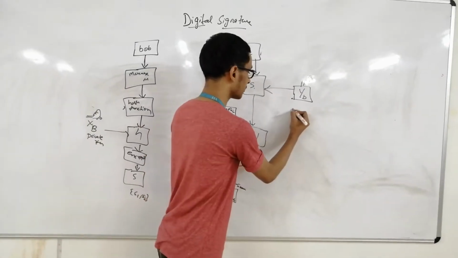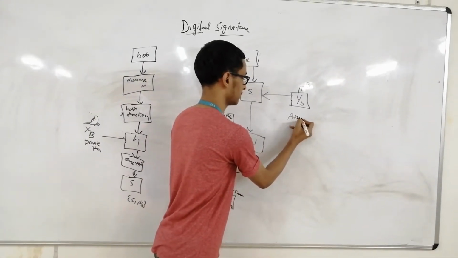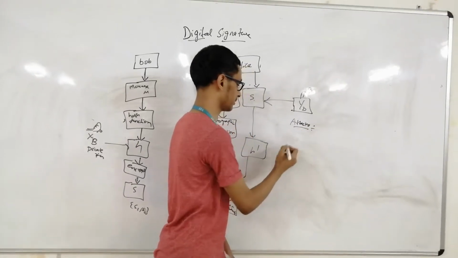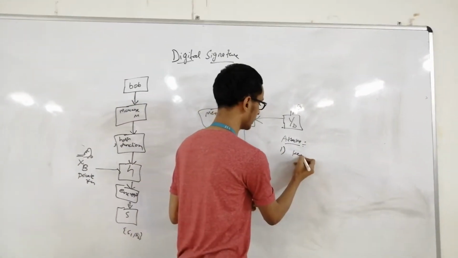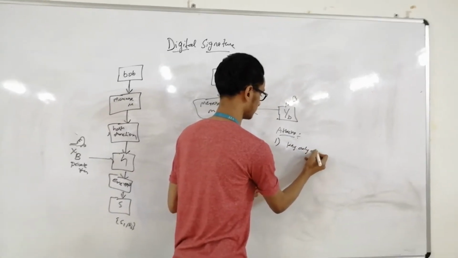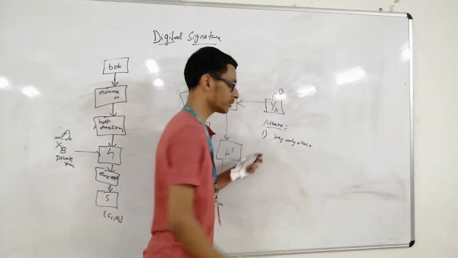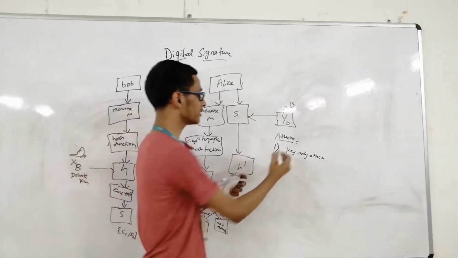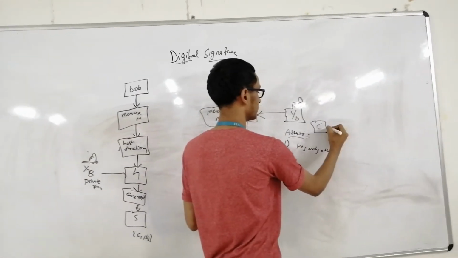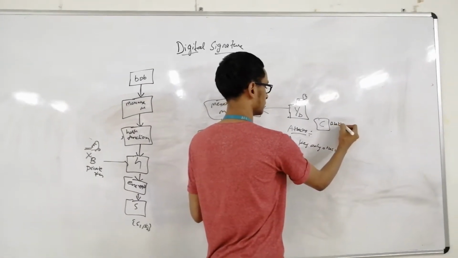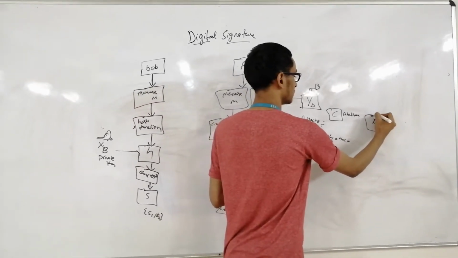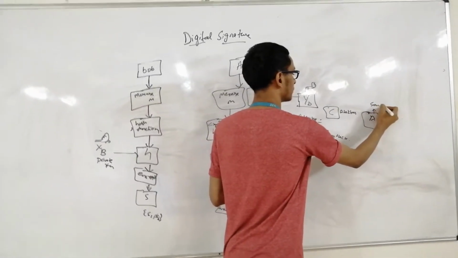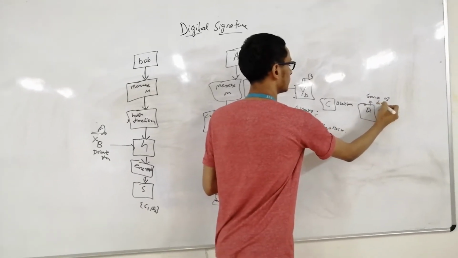Okay, now let's talk about the attacks on the digital signature. The first one is the key only attack. During this attack, let's consider C as an attacker and A as the source of the digital signature.